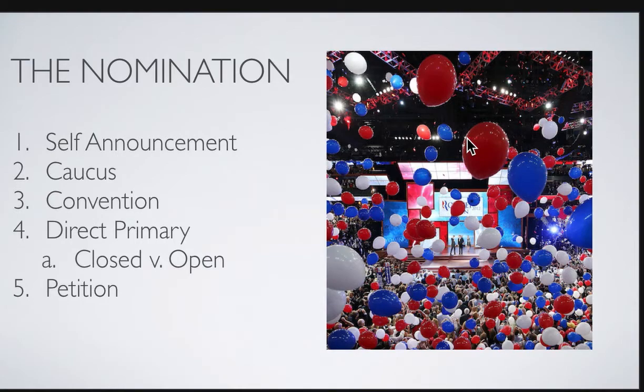But that's not the way that they actually get on the ballot. In the United States, they have to go through a more difficult process, either caucus, convention, direct primary. Those are the 3 major ones, but they do self-announce as a formality. In the local levels, you might see this as a more realistic option where they could announce and that would be enough to get them on the ballot.